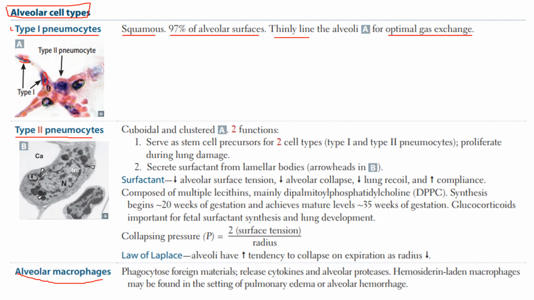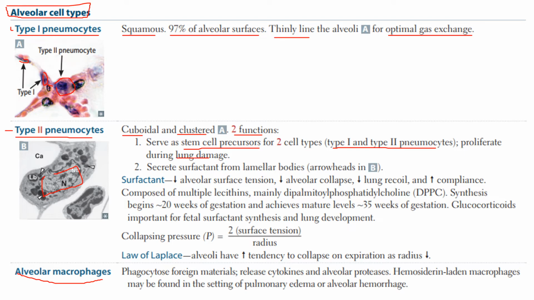Now we'll discuss the type 2 pneumocytes. It is cuboidal and clustered, as you can see here in A also. We can also say that type 1 pneumocyte is larger in size as compared to the type 2 pneumocyte by seeing this image. So we'll discuss two functions of the type 2 pneumocytes. It serves as stem cell precursors for two cell types, that is type 1 and type 2 pneumocytes. It proliferates during lung damage.